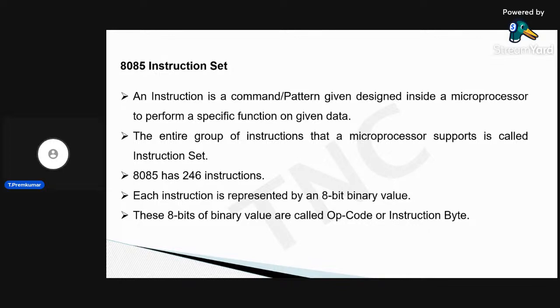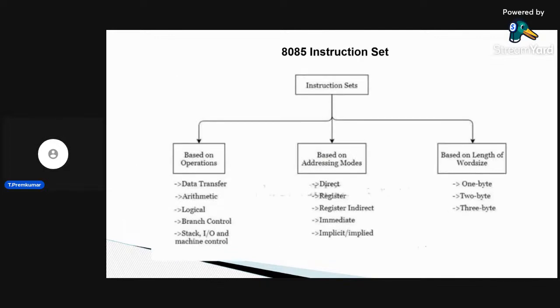The 8085 has 246 instructions. Each instruction is represented by an 8-bit binary value. These 8 bits of binary value are called the operation code, in short the opcode. That is called an operation code or the instruction byte. So this is a general diagram about the 8085 instruction set.